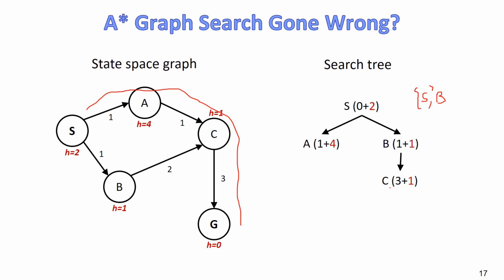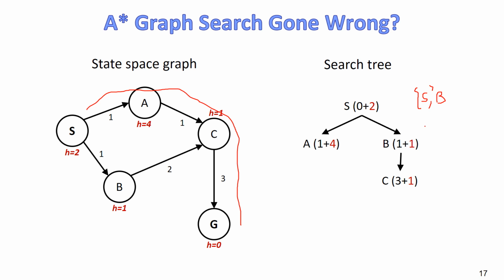Which one will be expanded next, Ahmed? Muhammad, right? No, but on the fringe now we have A and C, not B. We'll go with C. Now we should expand C.